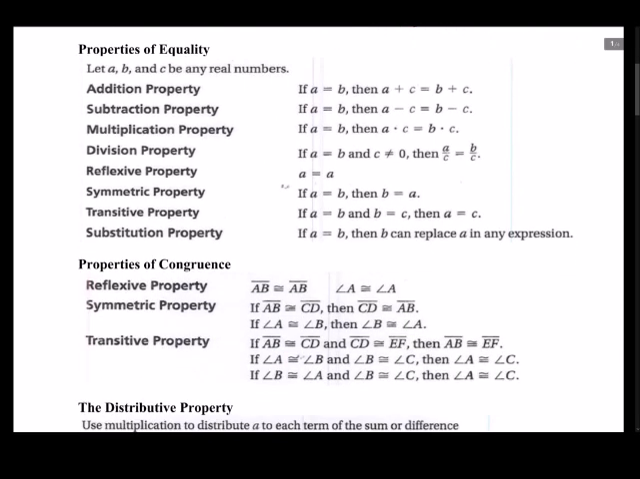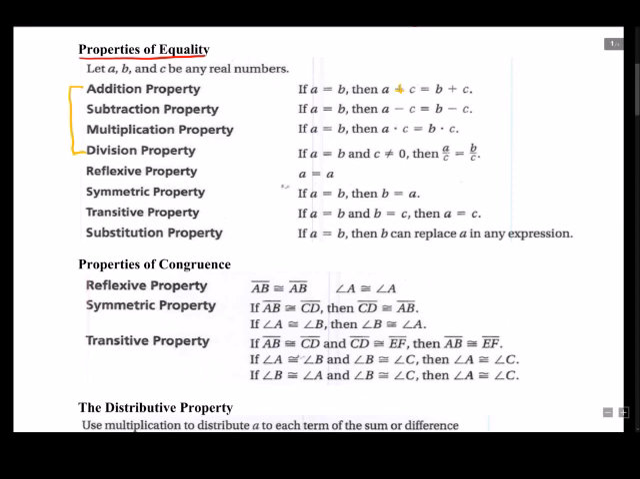Some review from algebra are properties of equality. Now, these first four you have seen and used multiple times for years now. The addition property of equality, subtraction property of equality, multiplication and division properties of equality. These are what let you solve equations.